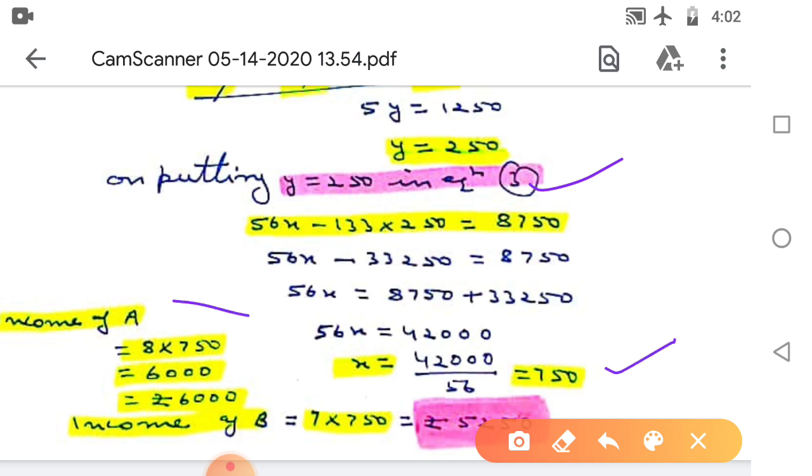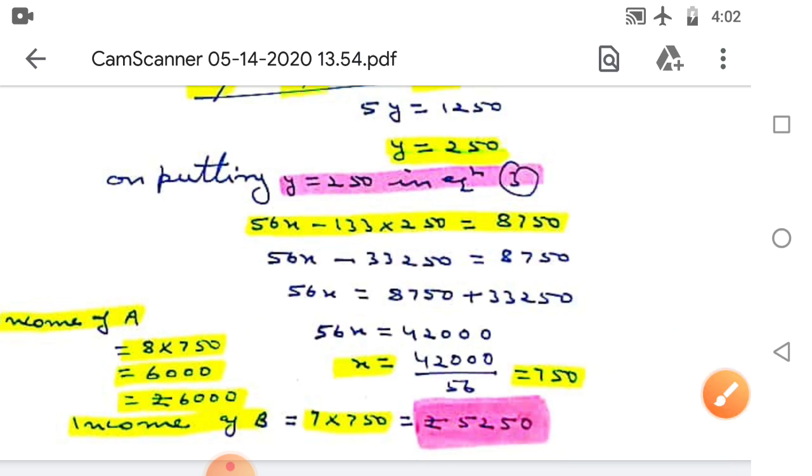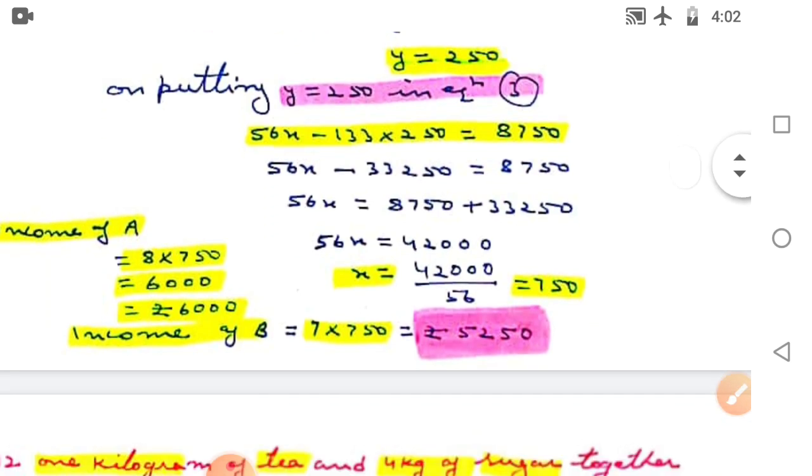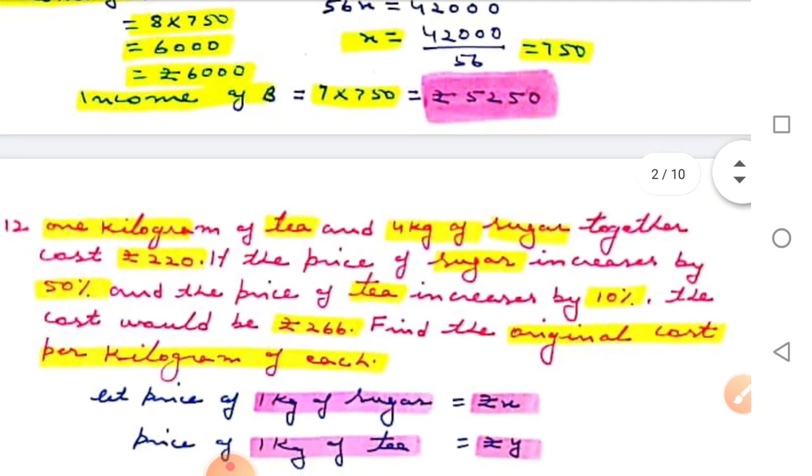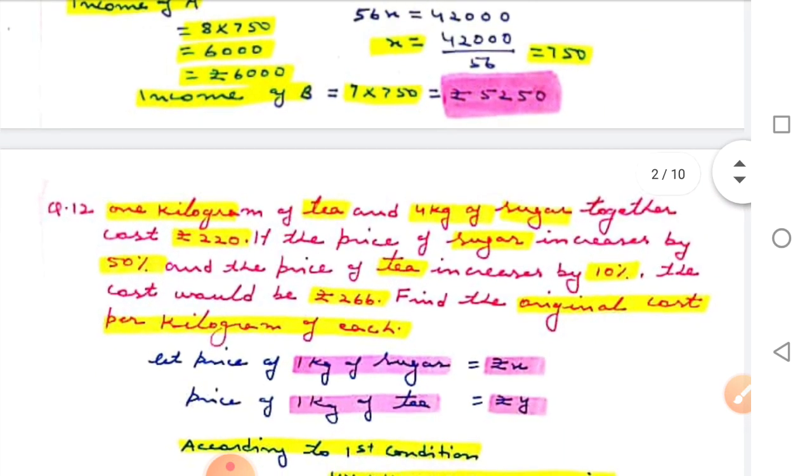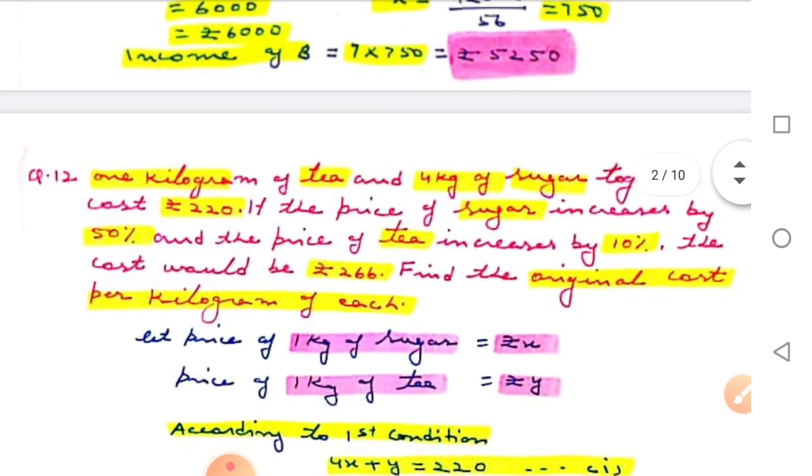So income 8x, that is 8 into 750, that is 6,000, and income of B 7x, that is 7 into 750, and it becomes 5,250 rupees.